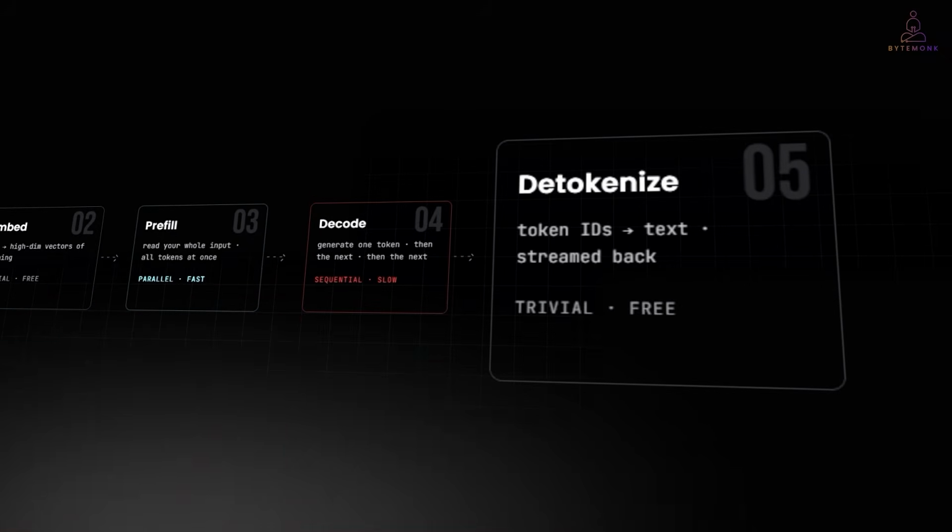Finally, step 5 is detokenization. The output token IDs get mapped back to text and streamed to your client. This part is fast and basically free.